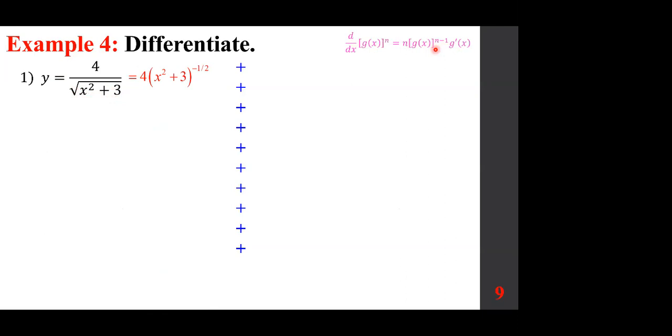So let's do that. 4, okay, it's not going to go away. 4 will be there. Times n, negative 1/2. Then g of x, just write the parentheses, x squared plus 3 to the power of n minus 1. Minus 1 gives you minus 3/2. And then g prime, the derivative of x squared plus 3 is 2x. And you are done with calculus again.